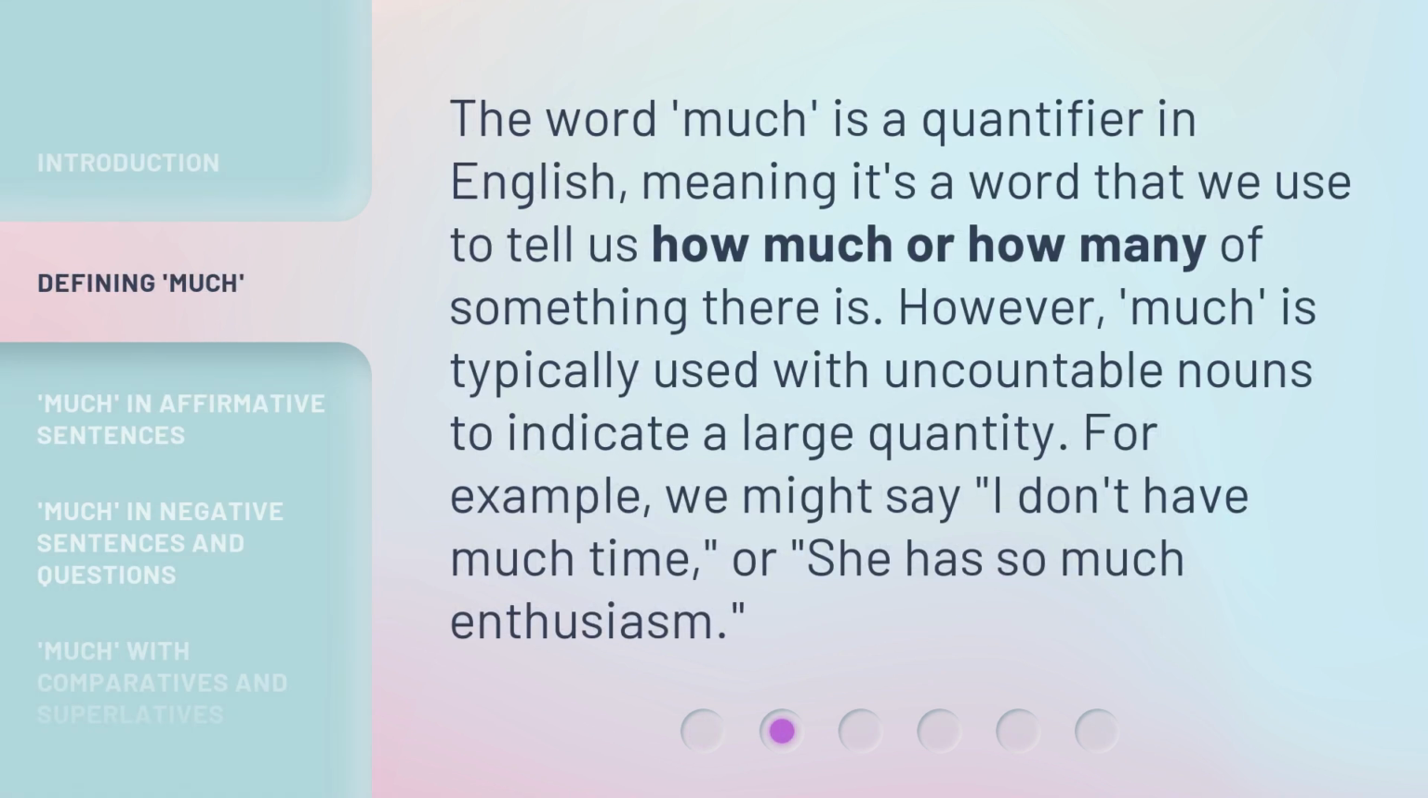The word much is a quantifier in English, meaning it's a word that we use to tell us how much or how many of something there is. However, much is typically used with uncountable nouns to indicate a large quantity. For example, we might say, "I don't have much time," or "She has so much enthusiasm."